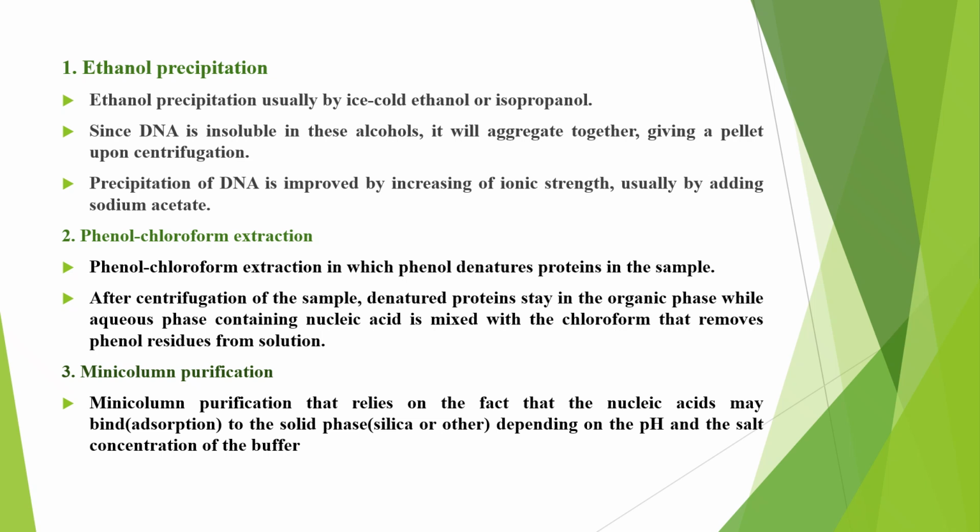Then phenol chloroform extraction, in which phenol denatures proteins in the sample. After the centrifugation of the sample, these denatured proteins stay in the organic phase, while the aqueous phase containing nucleic acid is mixed with chloroform that removes phenol residues from the solution. Then lastly, the mini column purification. Mini column purification relies on the fact that nucleic acids may bind, which is nothing but adsorption, to the solid phase depending on the pH and the salt concentration of the buffer.